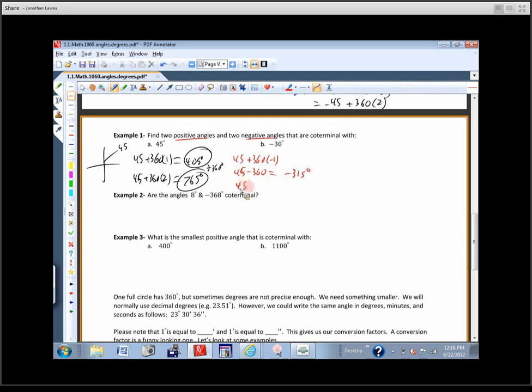And 45 minus, what am I going to subtract to go 2 times around the circle? 720. Okay, or subtract another 360 from this. This is going to be negative 665. Okay, so here are the two positive ones, and here are the two negative ones. Everybody good there?